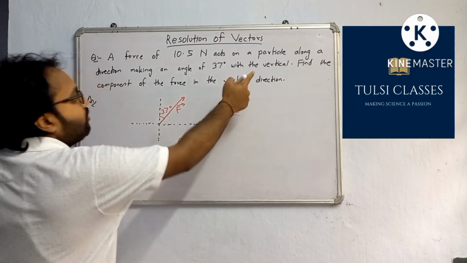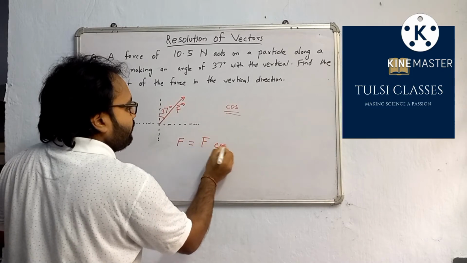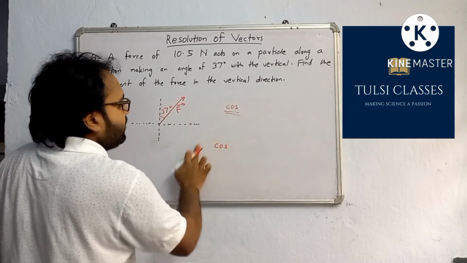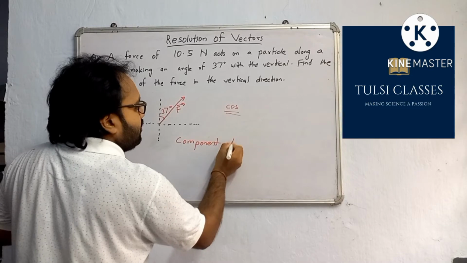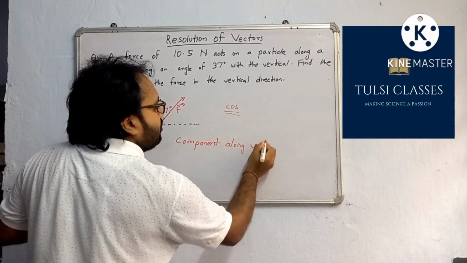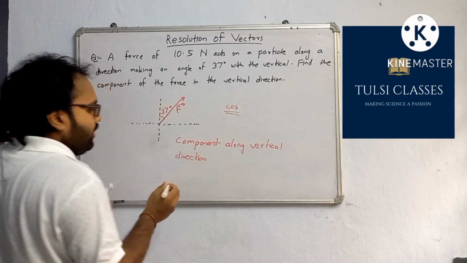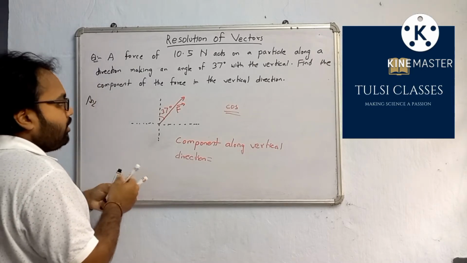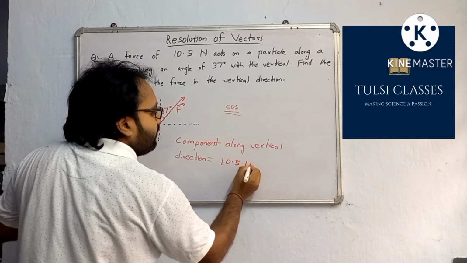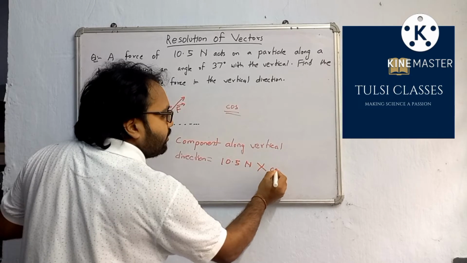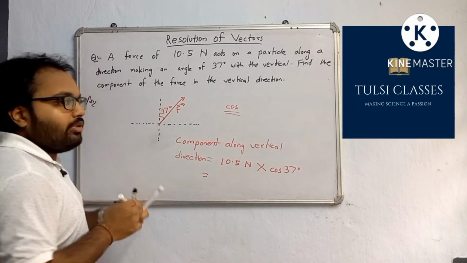So let us find what the answer will be. Component along vertical direction is equal to F cos theta. We write the magnitude of F, which is 10.5 Newton, multiplied by cos of the angle that it is making, 37 degree. Now 10.5 multiplied by cos 37 degree.